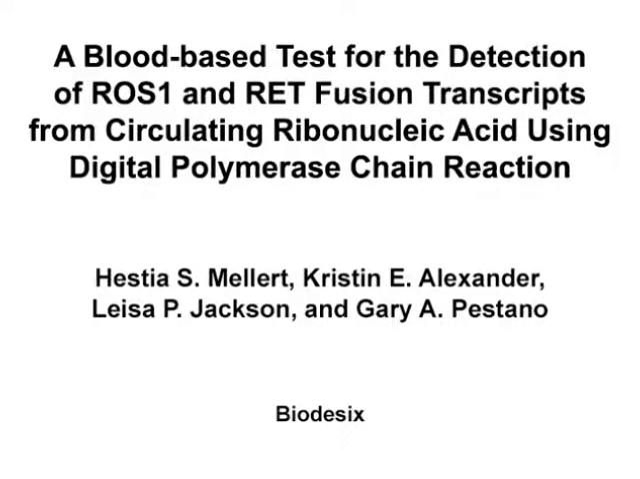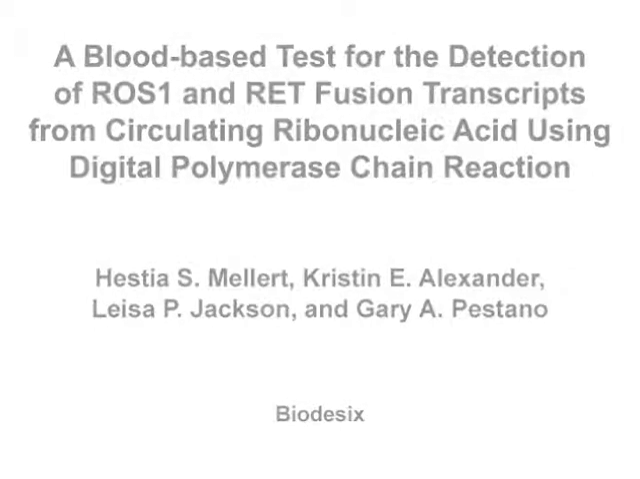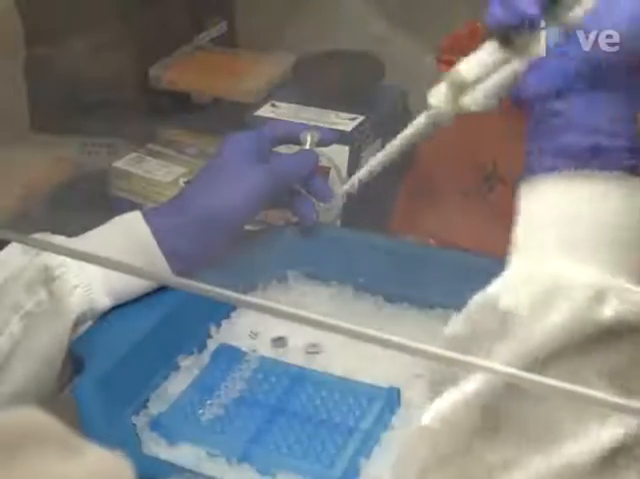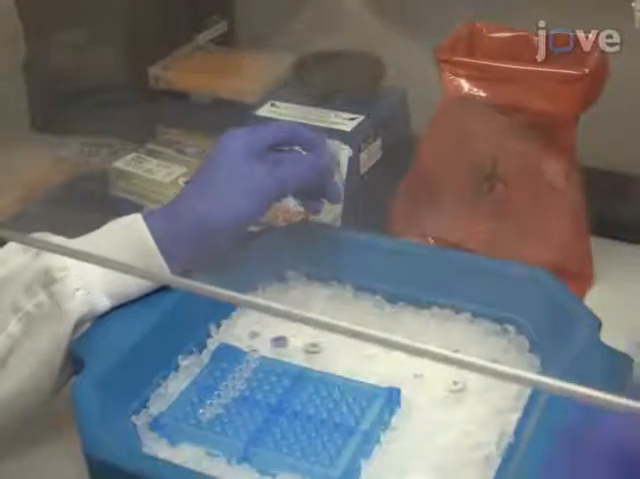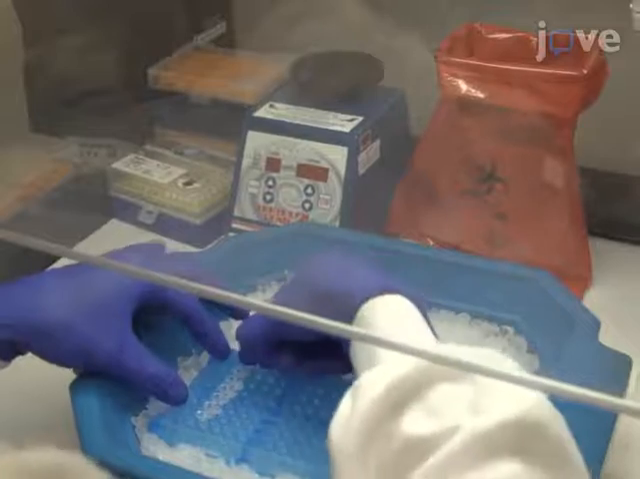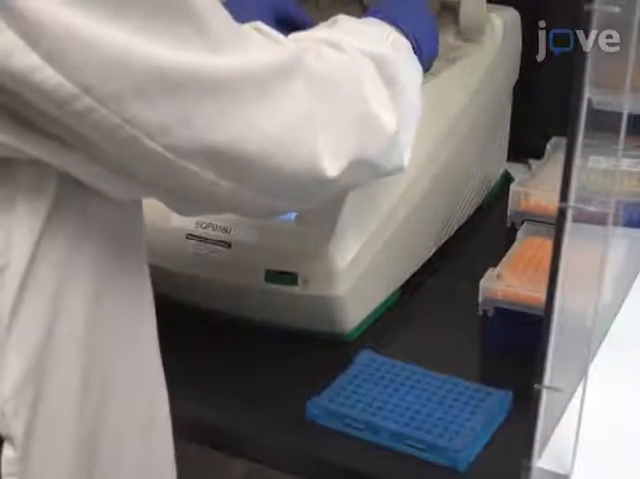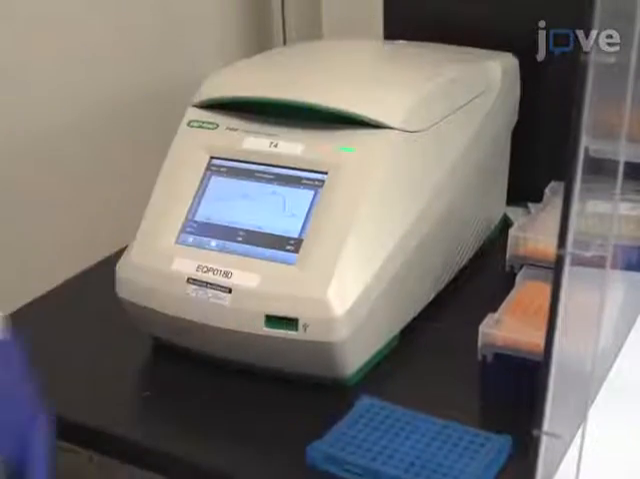The overall goal of this procedure is the isolation and characterization by droplet digital PCR of tumor-derived circulating ribonucleic acid from whole blood samples. This method can help answer key questions in the oncology diagnostics field, such as how to detect tumor-derived gene fusion transcripts from circulating RNA in blood samples.